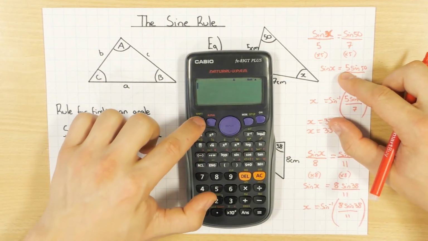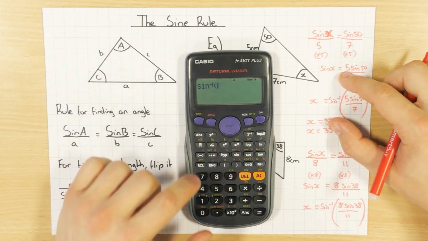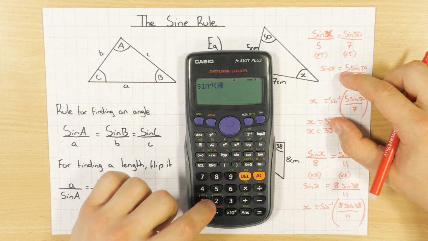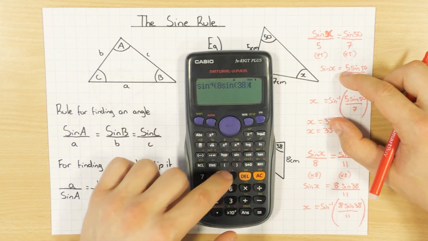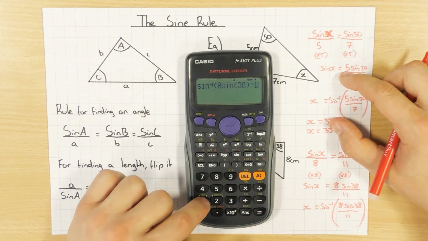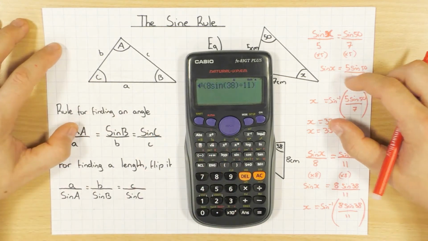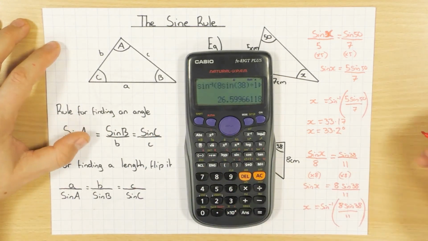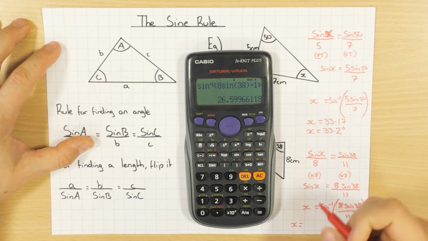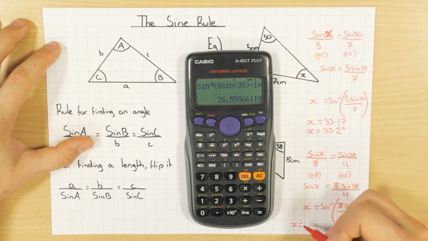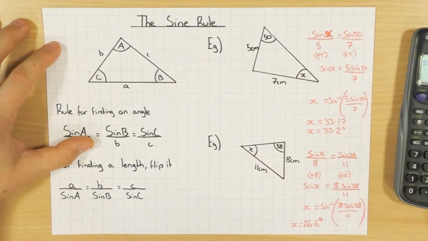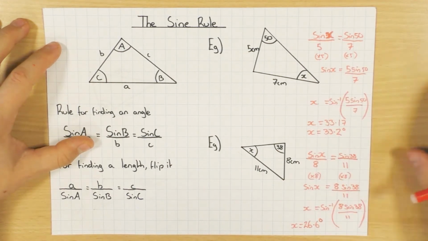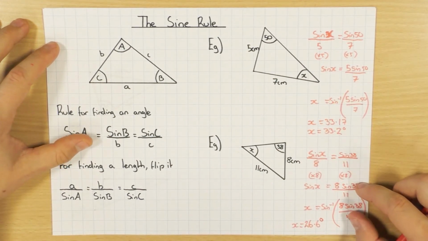So to get the inverse sine, it's shift sine, and again it's opened up a bracket. So 8 sine 38, again I want to close that bracket around the 38, then I divide by 11, and I close the whole thing off with the bracket, press equals, and I have x to equal 26.59. I'll round that to 1 decimal place and call it 26.6 degrees again because it's an angle. Okay, so that's a couple of examples of how to work out a missing angle using the sine rule.